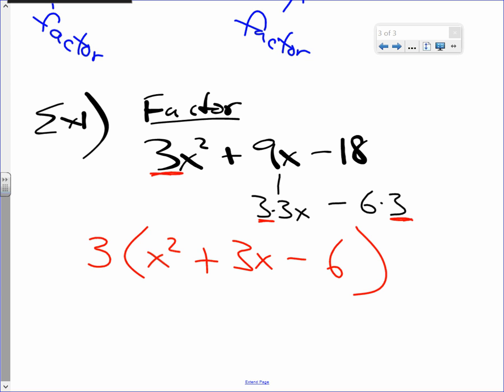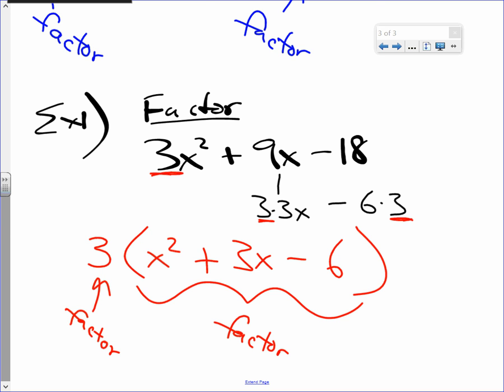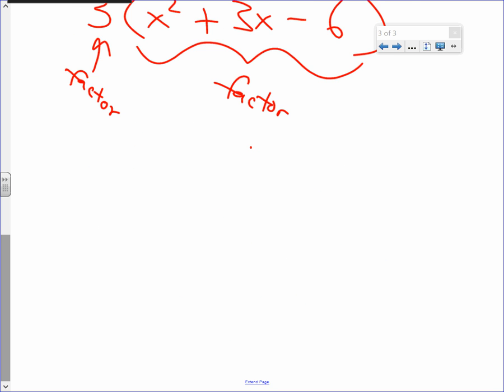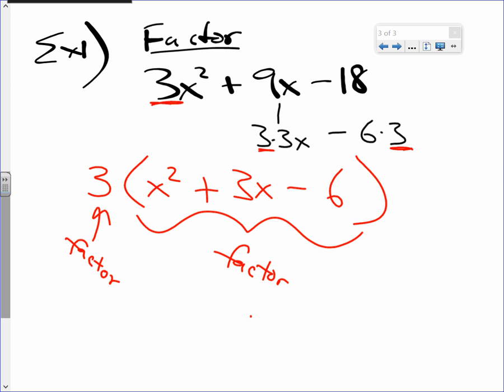Here's your factors. Look at the 3 is a factor, and so is this trinomial. The whole thing is a factor. In other words, that's the stuff I multiply to get to the original stuff. If I multiply this times everything here, I get the original expression I started with. So this is a factor, that's a factor. Everything in parentheses is a factor. It's the stuff I multiply to get to the original stuff.